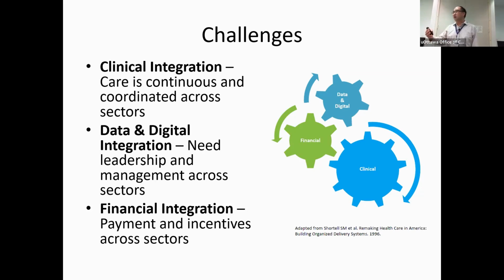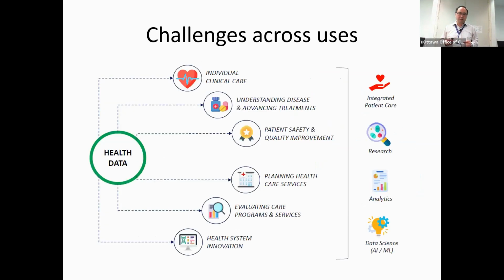But if you invest in primary care, you invest in community care, what does that do to the dollars at the hospital level, right? There's no financial integration. It's getting better through things like Ontario Health Teams, but we're not quite there yet.